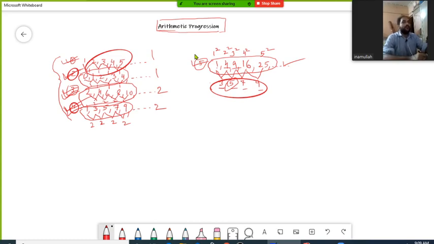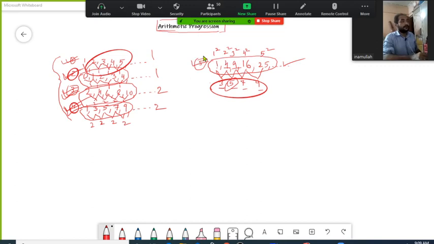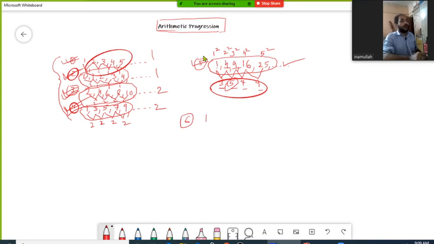We will take one more example and try to find out whether the given sequence is an arithmetic progression or not. So just look carefully at your screen. 1, 3, then the next number is 6, 10, 15.